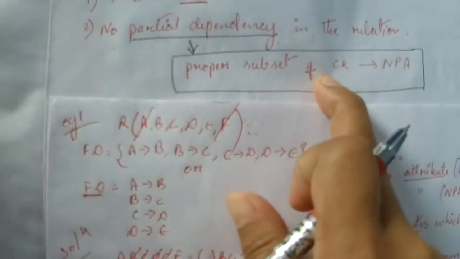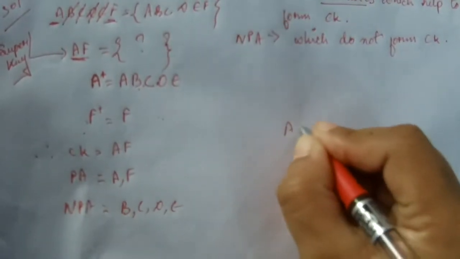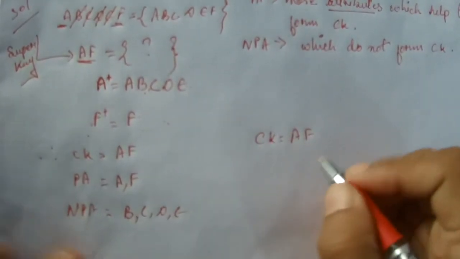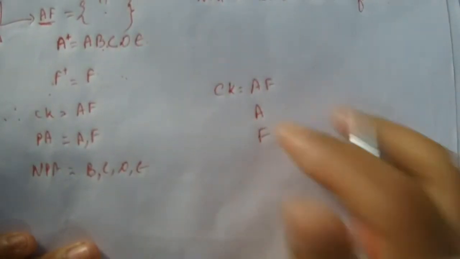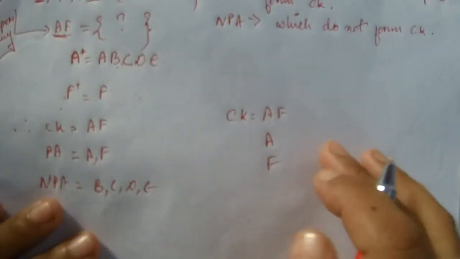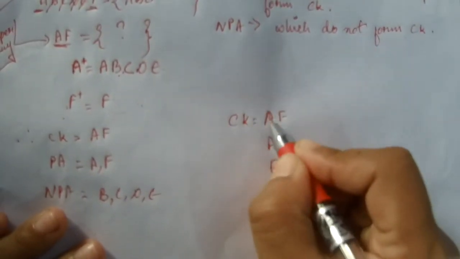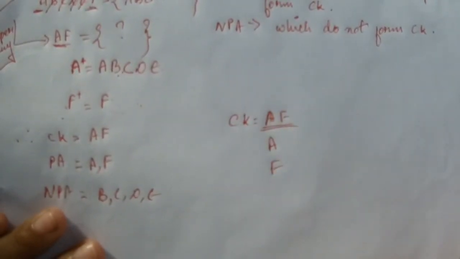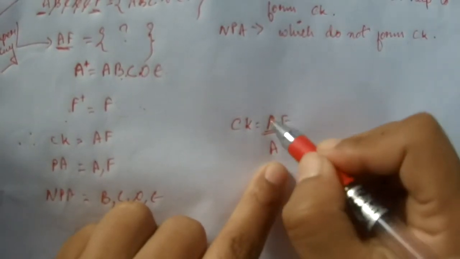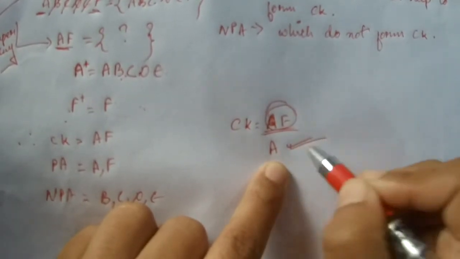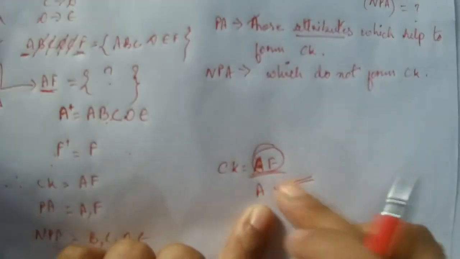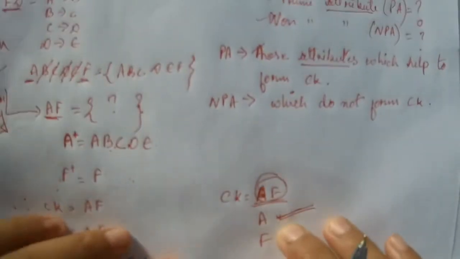Here you see the proper subset of the candidate key. So come back to the candidate key here. We have found our candidate key, right? So this is our candidate key. What would be the proper subset of this candidate key? It can be A, right? Either A or F would be a proper subset of this candidate key, that is A and F. So let's check it out one by one. The first, A, proper subset of this candidate key. Let's take A, and see whether A is determining a non-prime attribute or not.